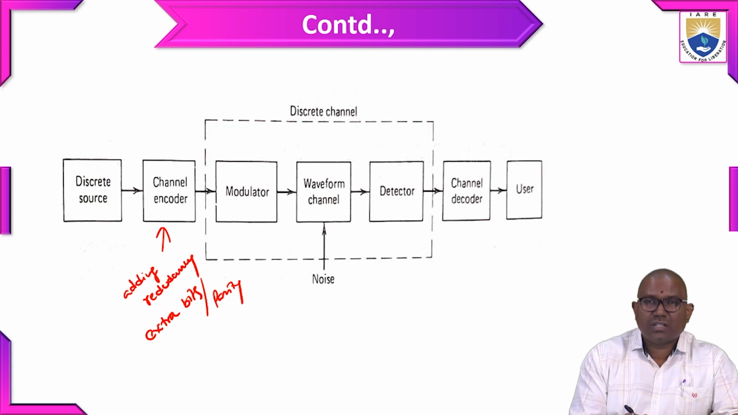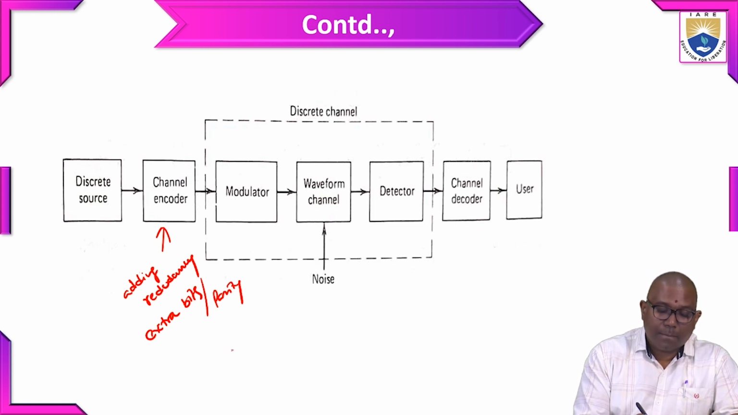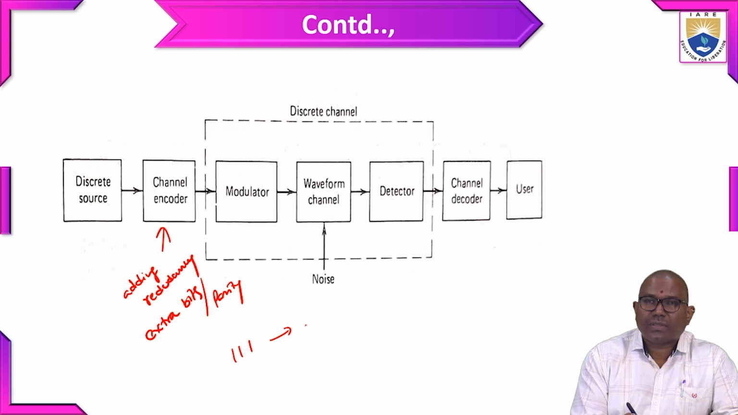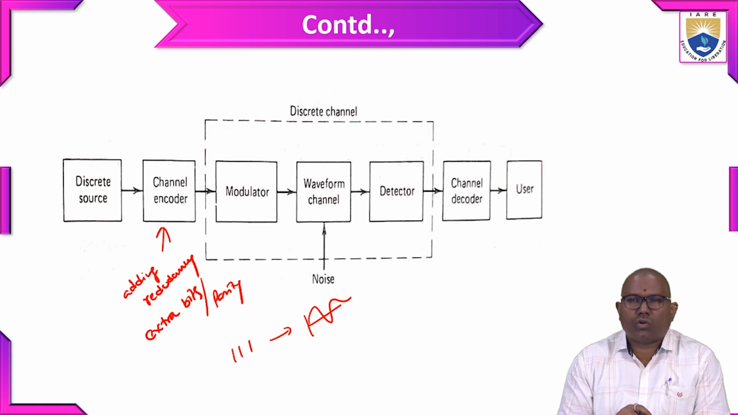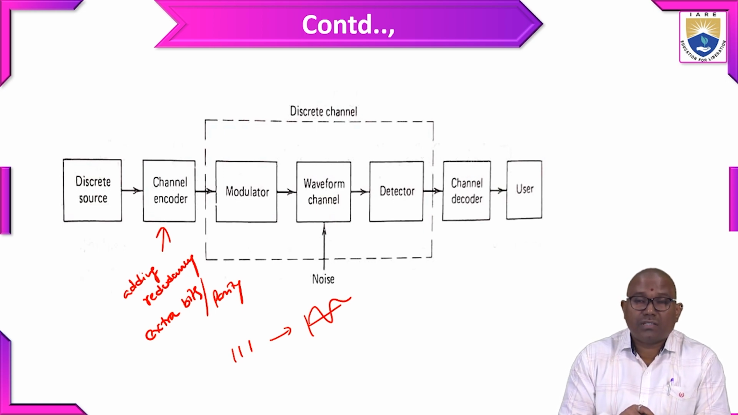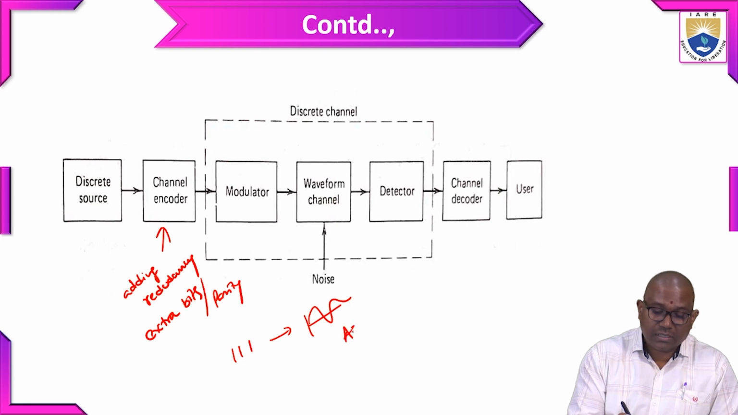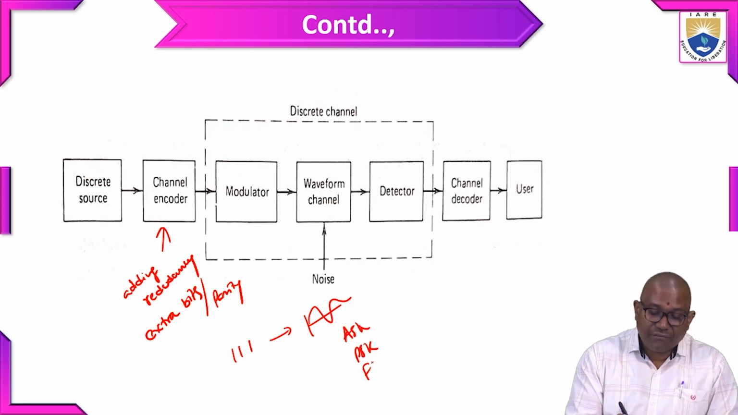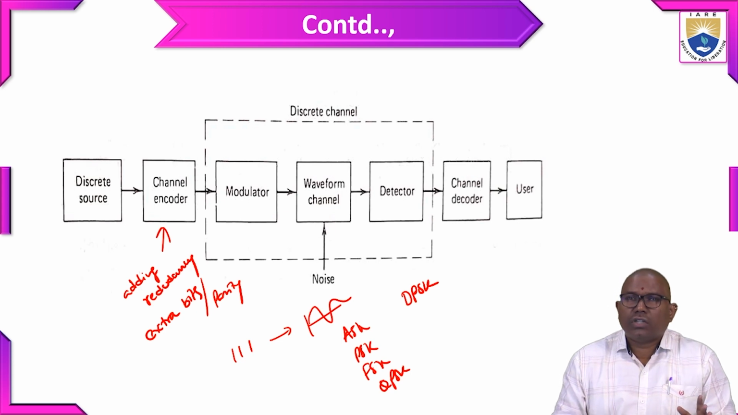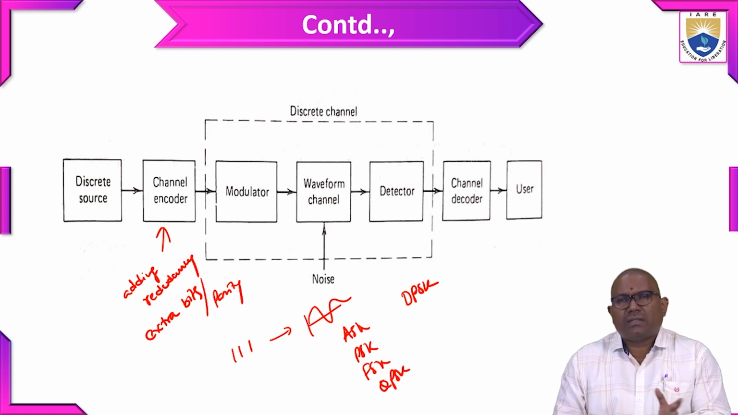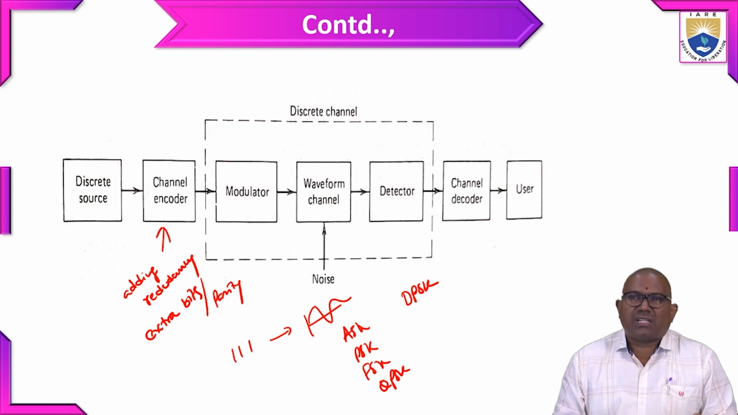So the modulator's duty is to convert these bits into an analog form or waveform. We use modulation techniques such as ASK, PSK, FSK, QPSK or DPSK. Different modulation techniques are used to convert this binary sequence into a waveform that is compatible with the channel the signal is going to travel through.